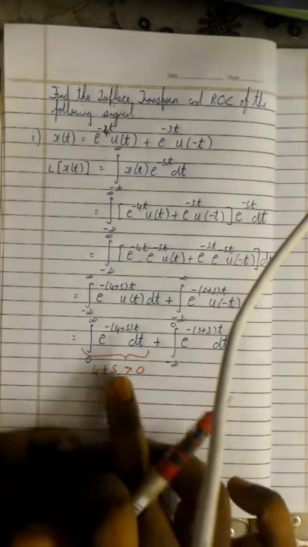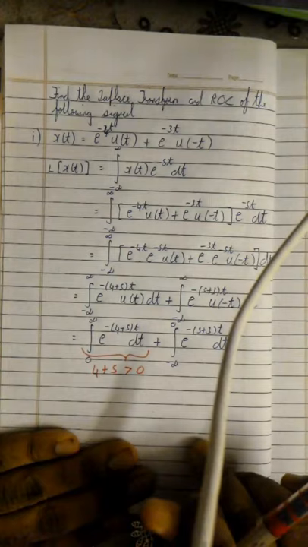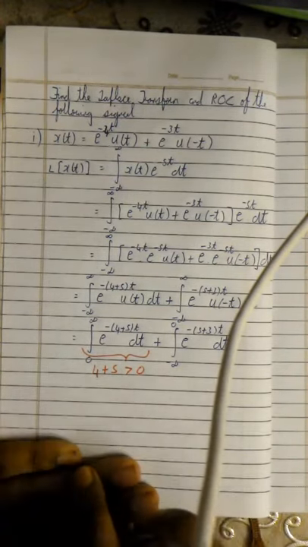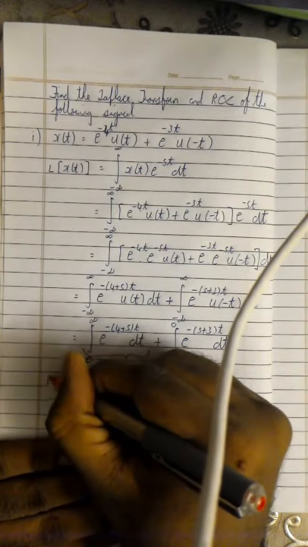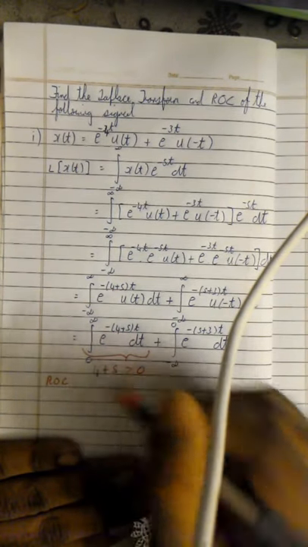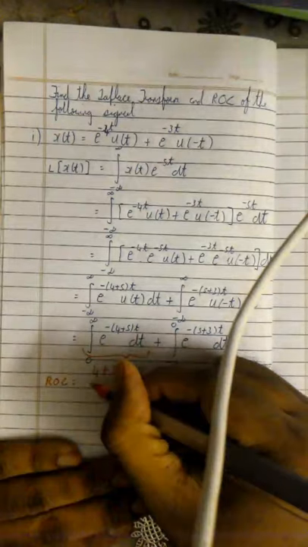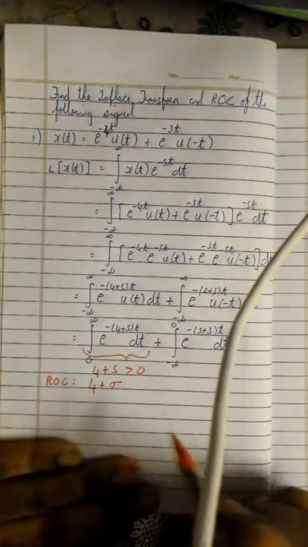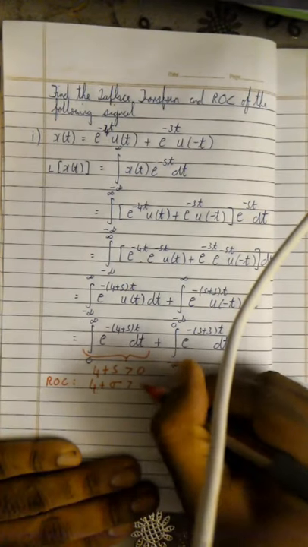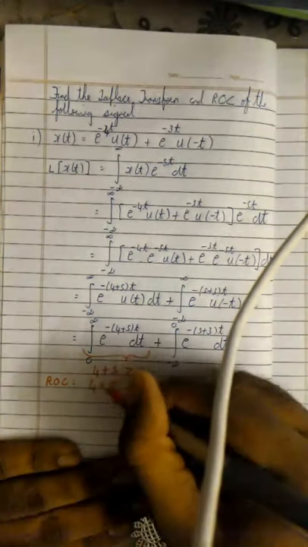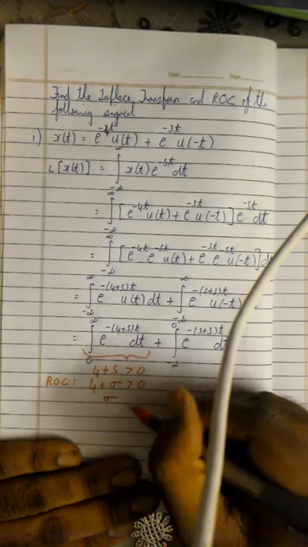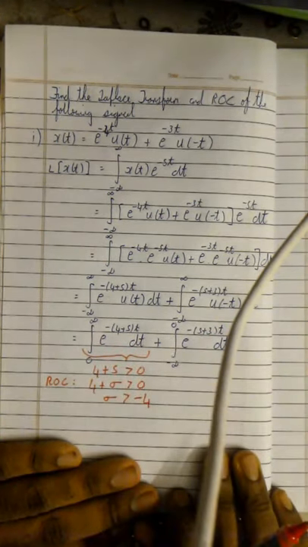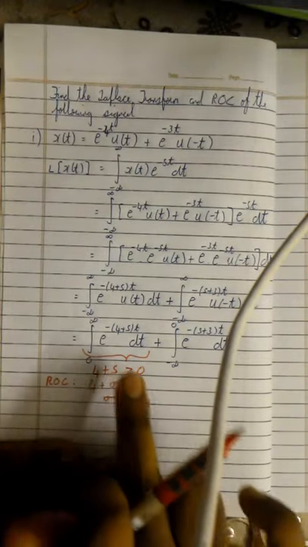Or in other words, s is equal to sigma plus j omega. So the value of sigma, that's the real part, is 4 plus sigma. So the ROC of the first term will be 4 plus sigma, or 4 plus real part of s, we can write in any way we want, is greater than 0. Or in other words, sigma must be greater than minus 4. This is the region of convergence of the first term.